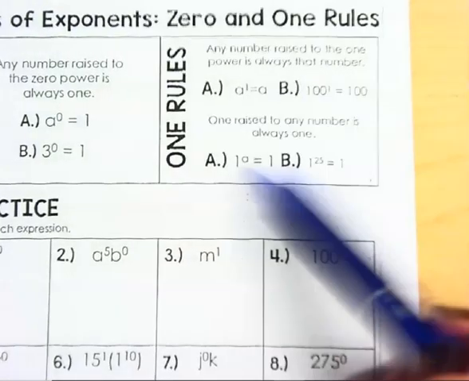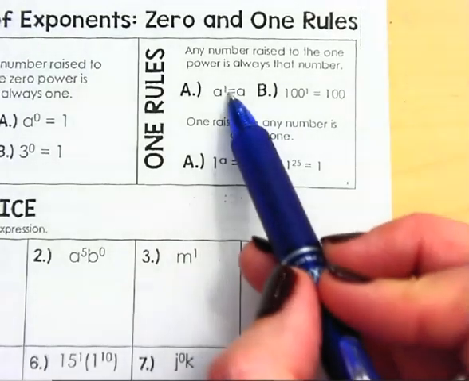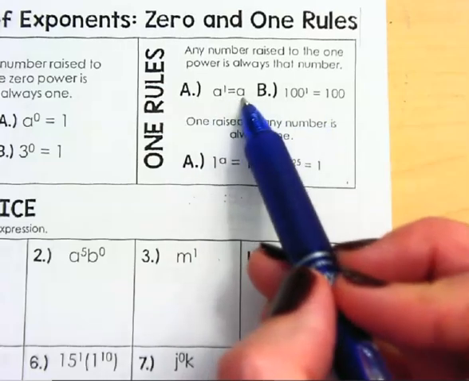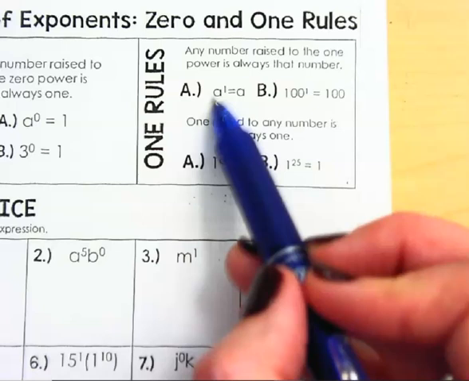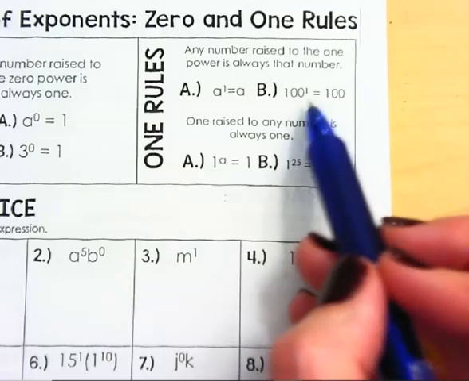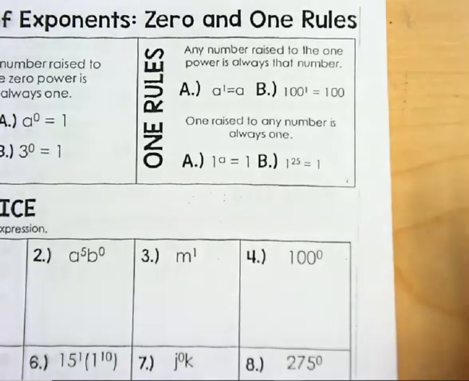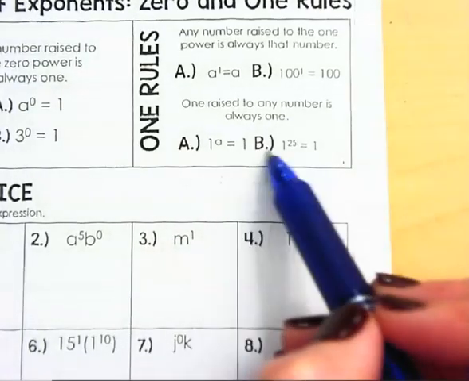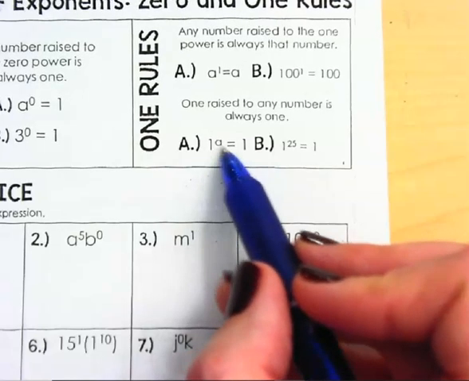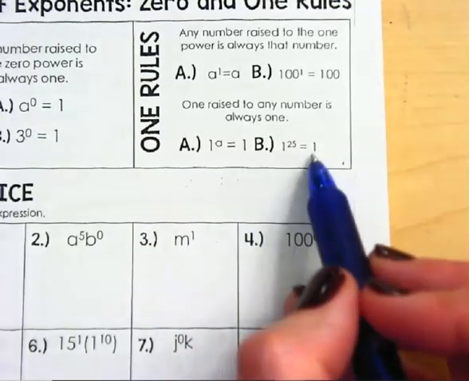On this side, we have 2 different rules about the number 1. The first one says any number raised to the 1 power is always just equal to itself. So if your base is a variable with a power of 1, that's just going to equal the base. If you have a number raised to the power of 1, that's just going to equal the number, the base. And then this rule down here has to do with if the base itself is 1. No matter what exponent you have for a base of 1, your answer simplifies to just 1.